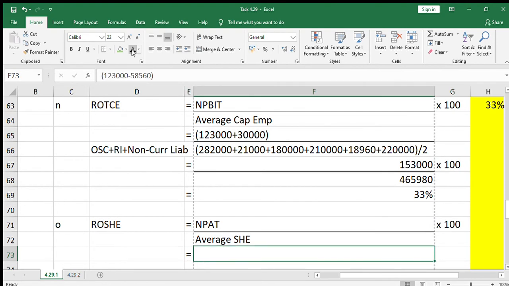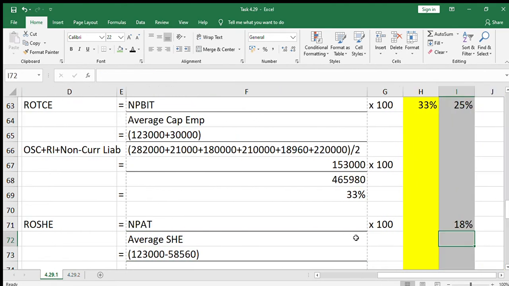Now, net profit after tax. In this question, we've been given net profit before tax of 123,000. All we have to do is subtract the income tax of 58,560 to get net profit after tax.